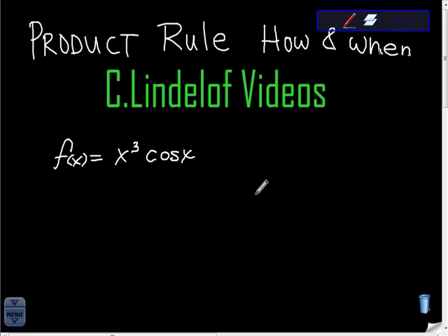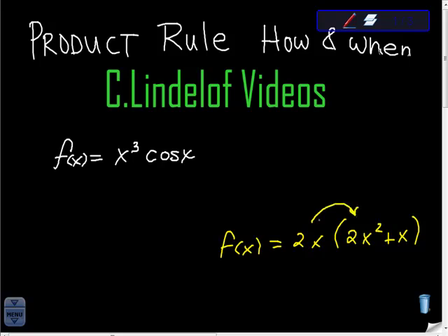So here's an example of when not to use it. f of x is equal to 2x times the quantity 2x squared plus x. In this case, my opinion is that this is not a good use of the product rule. I would just distribute this algebraically, and I would use the sum and difference rule.